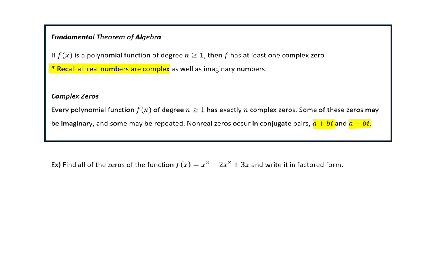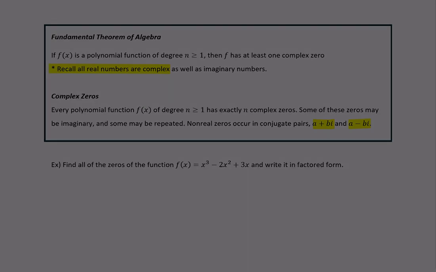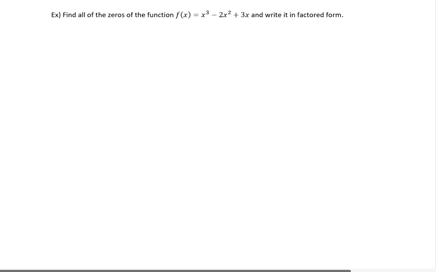Now remember, only the real zeros are going to show up as x-intercepts. So if there's no x-intercept, that means that they have complex or imaginary zeros. So let's look at the first example. We want to find all of the zeros of the function f of x equals x cubed minus 2x squared plus 3x and write it in factored form. We first want to try to factor the function if possible.